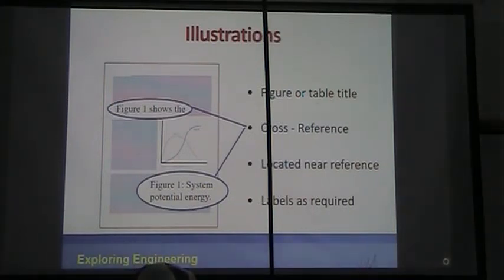We want always a figure or a table title. You don't just leave it in there and hope that they can interpret what it is. In fact, assume they won't know what it is. We want our cross-references to be near the reference. Sometimes this is hard because our illustration is actually very large and it won't fit on the same page with where we need to reference. Use plenty of labels as they're required. Go wild with labels at first and then figure out which ones you can eliminate because they're not needed.